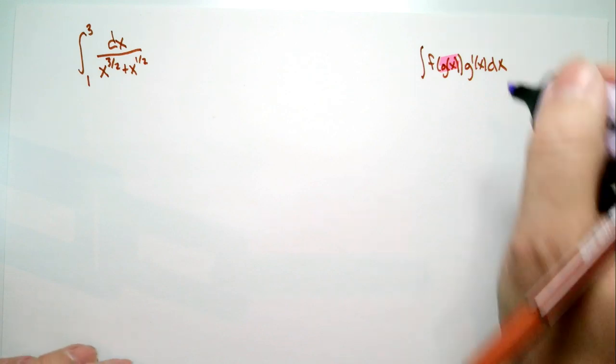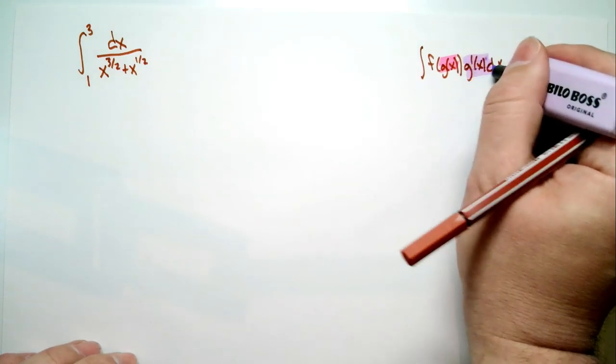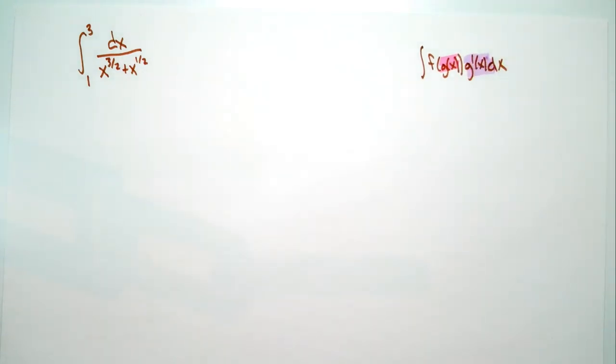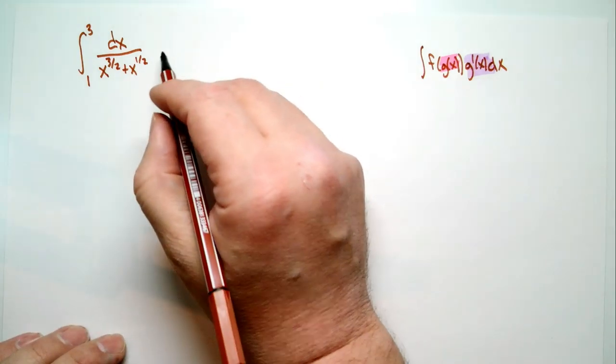But another thing to keep an eye out for is, can I find a g prime of x? Because that g prime of x can be an indicator of how to make the substitution. So you're looking for something which is a derivative floating around. And if you see it, that's a clue. Now, right now, there's nothing here. But perhaps if we keep probing a little bit.